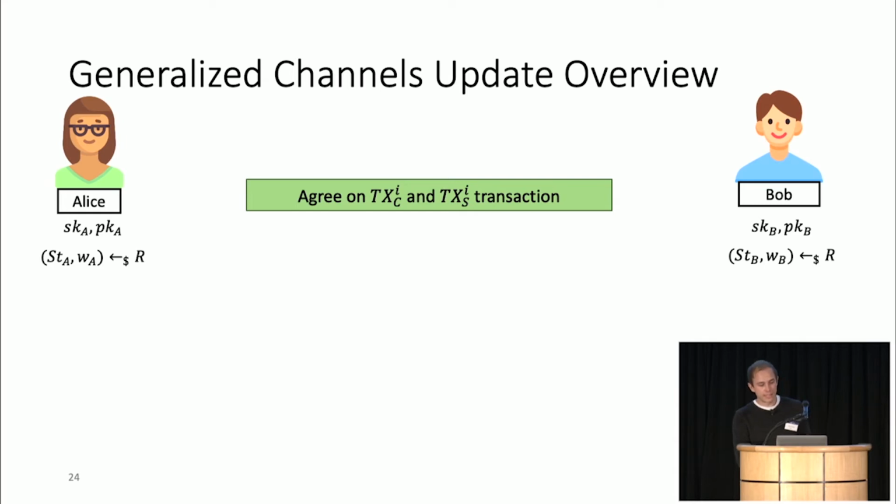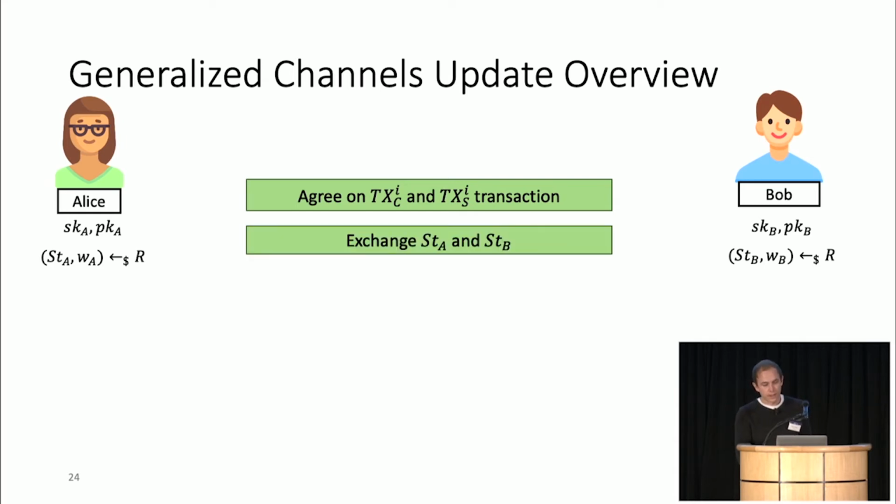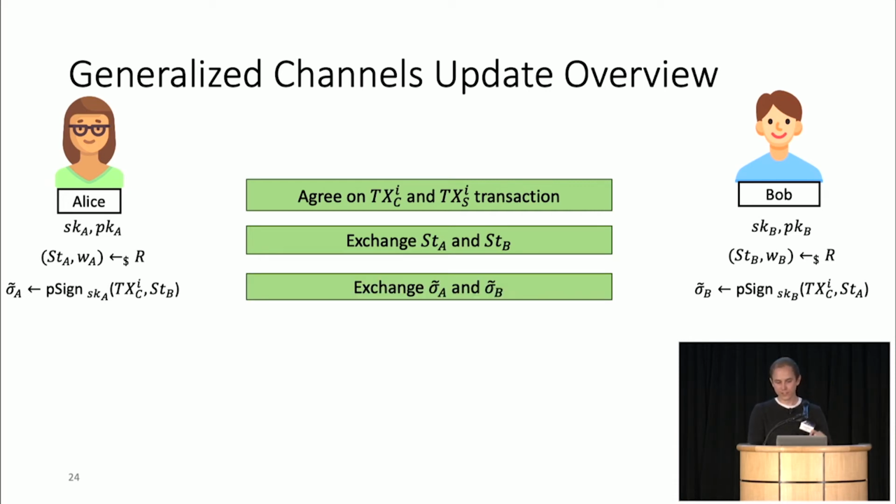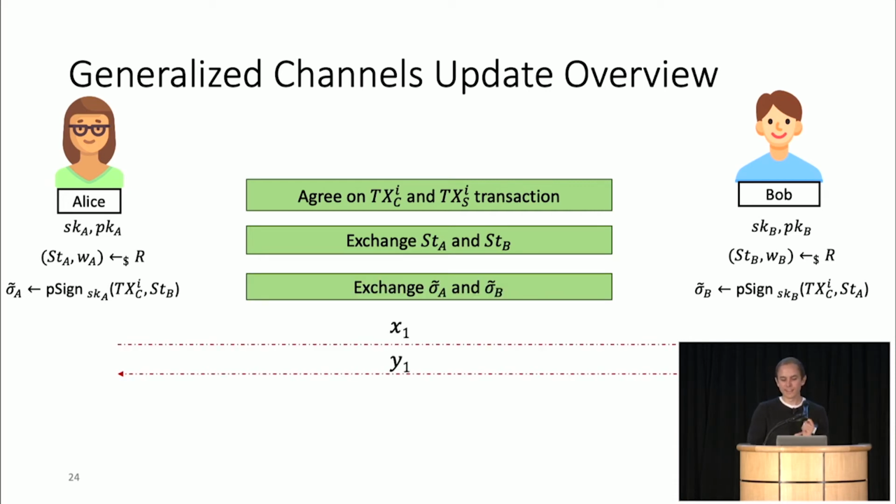They create the statement and witness pair. They exchange the statements. They create the pre-signatures on these statements and the commit transactions. They exchange the pre-signatures, and then they exchange this X1 and Y1, which is the same as before. This is just a secret to identify that it's an old state.